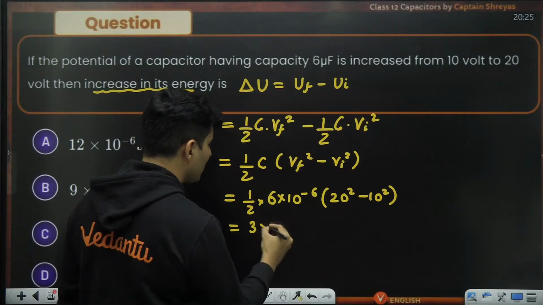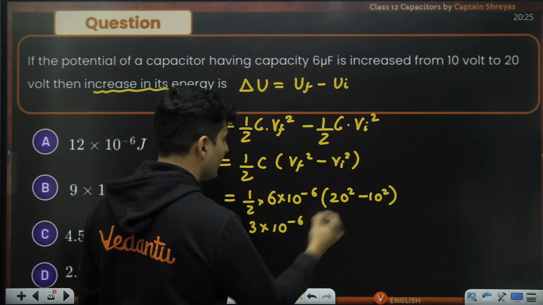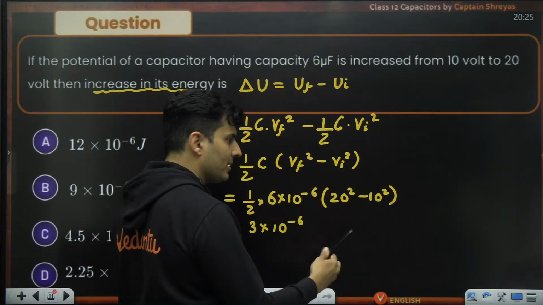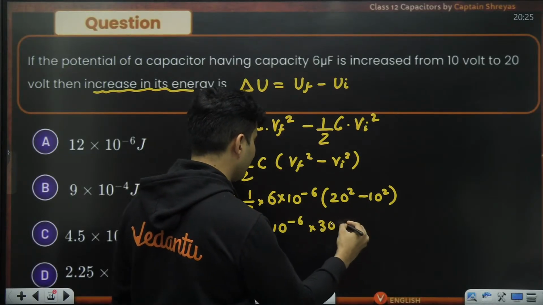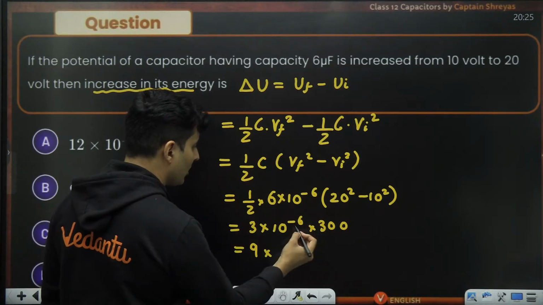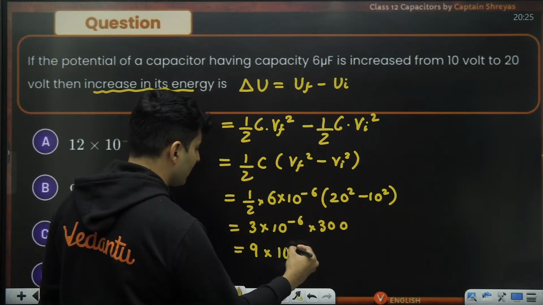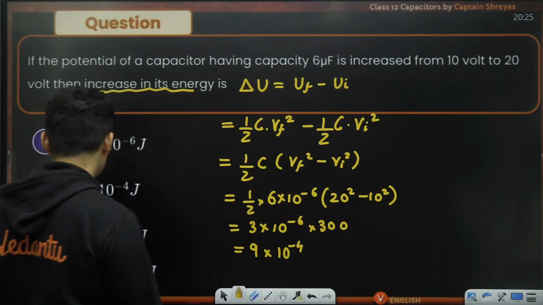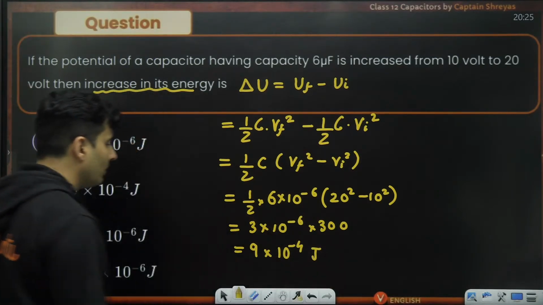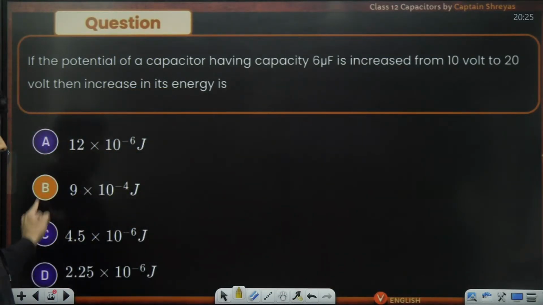So let's see what we get. 6 by 2 is 3, so 3 into 10 to the power minus 6. 20 square is 400, 10 square is 100. 400 minus 100 is 300. 3 3s are 9, and these two zeros will be swallowed by the negative power of 6 and make it minus 4. So 9 into 10 to the power minus 4, of course in SI units, that means joules. So it should be option number B.